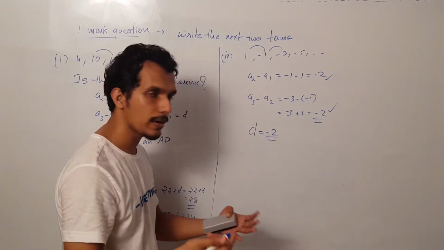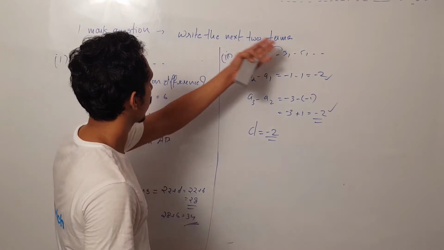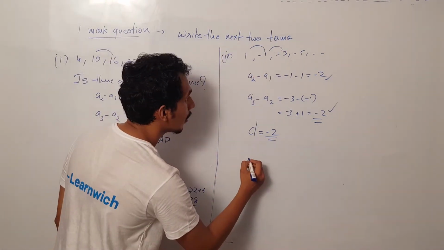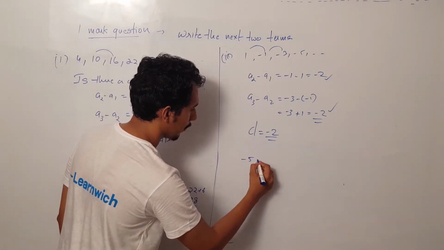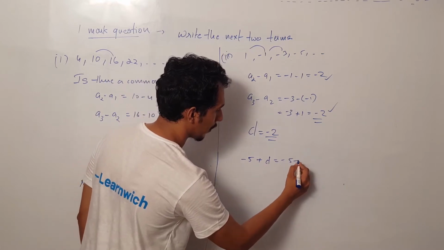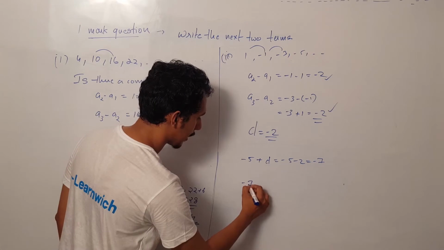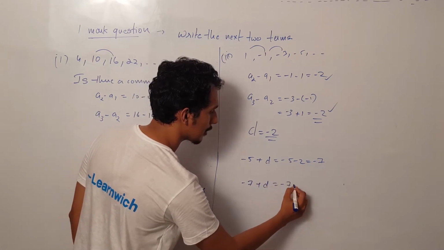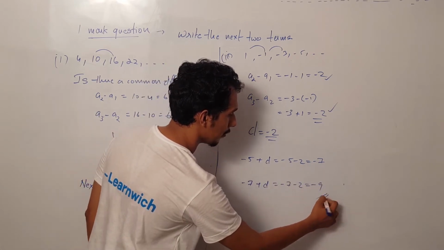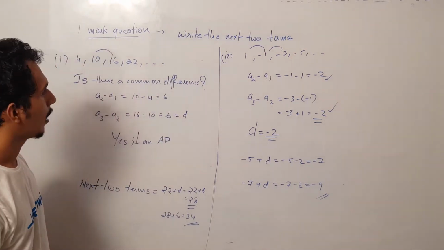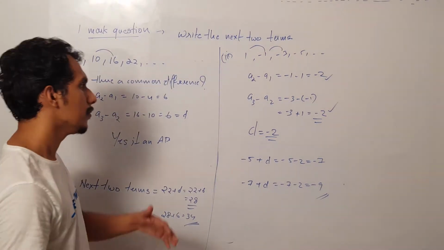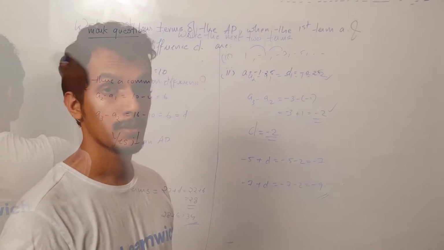If somebody is asking me to find out the next two terms, not somebody, it is already asking me the next two terms. So the next term will be minus 5 plus d, that is minus 5 minus 2, minus 7. And the next term to that is minus 7 plus d, minus 7 minus 2, is minus 9. Understood? As simple as that. Next set of questions.